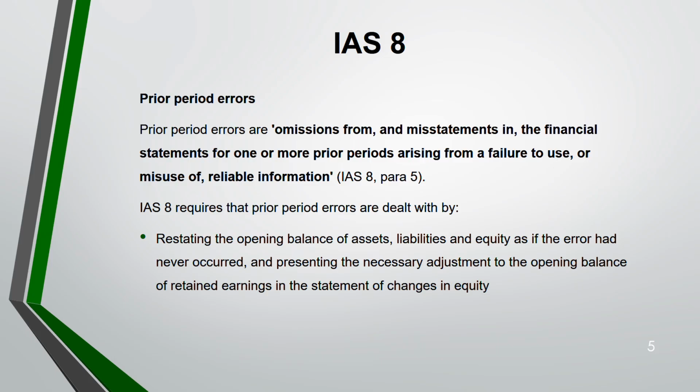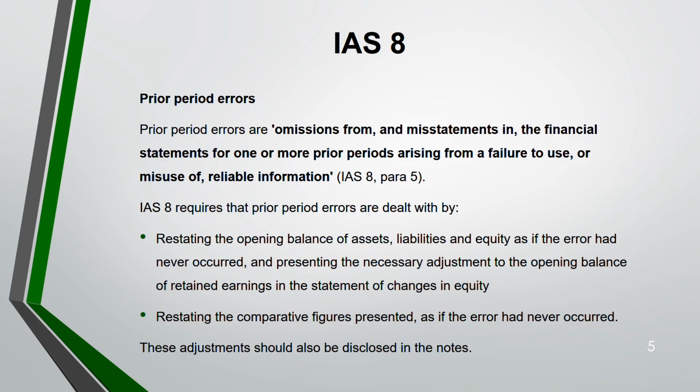Go back and change assets, liabilities, equity. And also present the necessary adjustments to the opening balance of the retained earnings in your statement of changes in equity. You have to restate your comparative figures as if the error had never occurred. And these adjustments you have to disclose as a note. So in short, prior period error when you correct and accounting policy when you change are dealt with in the same way. The only exception is accounting estimates.